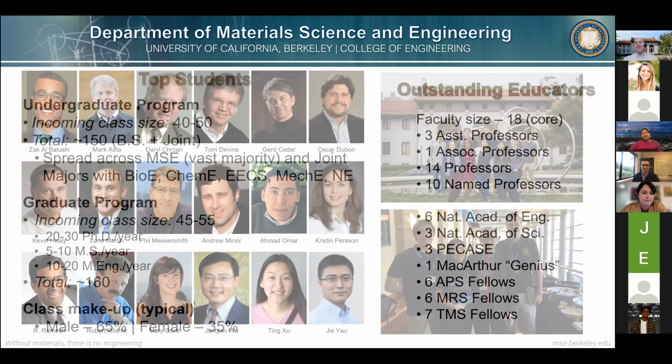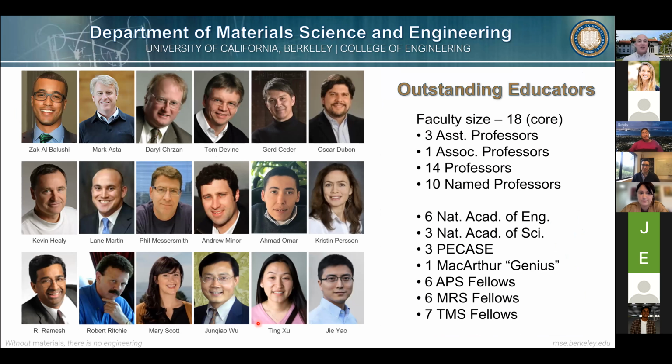Okay. Now, we also have outstanding educators. So these are the smiling faces of our core faculty in the department. You've met 4 of us here today, but we have 18 core faculty across different levels: assistant, associate, and full professors. We have 10 named professors, and I will maybe embarrass her. Professor Mary Scott is our newest one. She literally found out yesterday that she got an endowed professorship from the College of Engineering for being an outstanding young faculty member in material science. We're very proud of that.